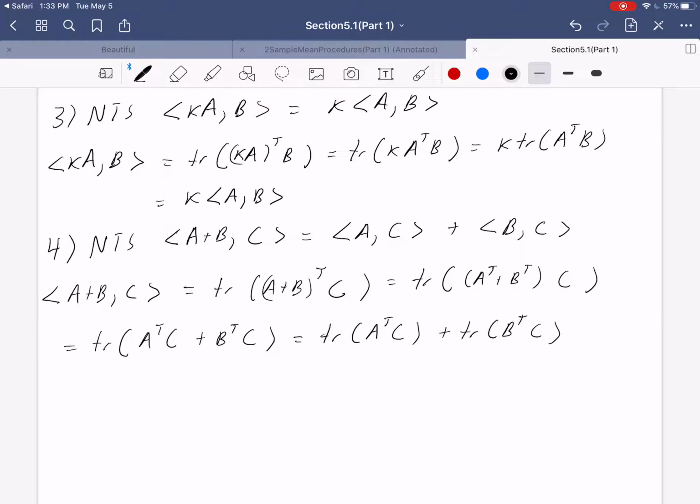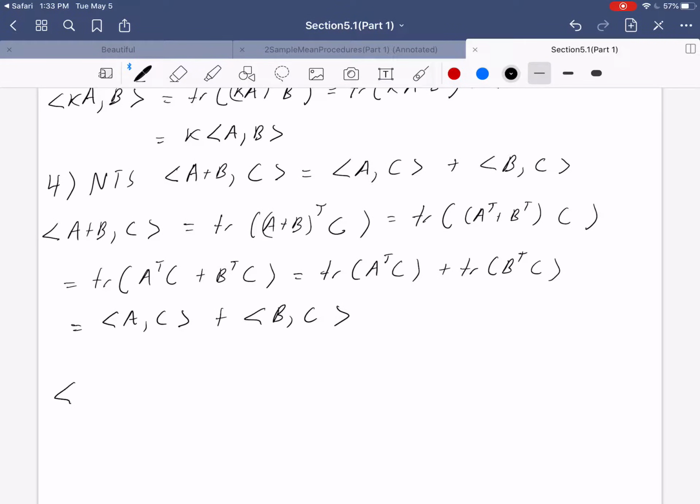But of course, trace of A transpose C, that's actually the definition of A inner product with C, plus, well, this guy right here, that's our definition of B inner product with C. So we've just shown that the inner product of A plus B with C is the same as the inner product of A and C plus the inner product of B and C. So this really does mean that this inner product, the inner product of A and B equals trace of A transpose B, is a valid inner product.